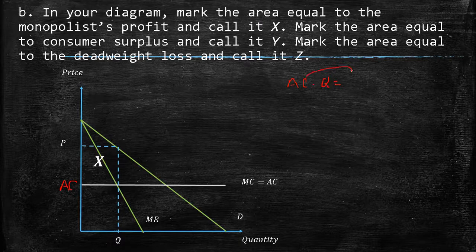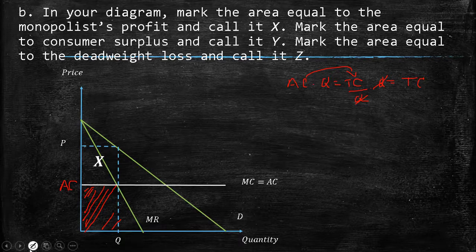This should be: average cost is exactly equal to total cost over Q times Q. It cancels out, so I finish in total cost. So this part is the total cost, all this part is the total cost, and this one should be the total revenue.